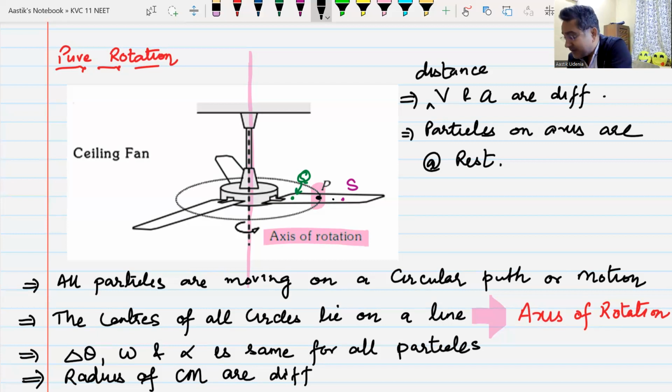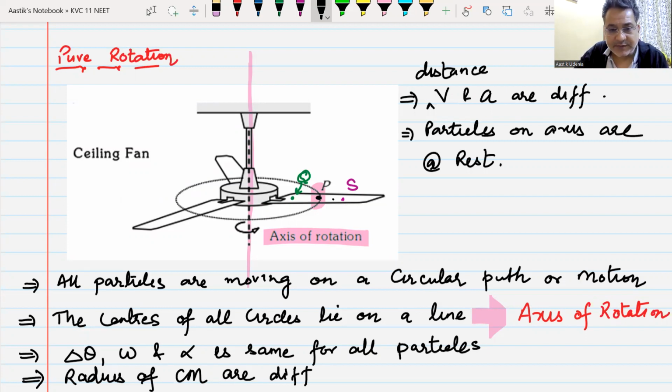Now I'll give you time to write all these points. Once you have understood this, write them in your own language. Don't worry, I have time. So this is pure rotation, and as you can see, pure rotation has a lot to do with circular motion. We'll go back to circular motion and see some things, but let us first finish the third type of motion.